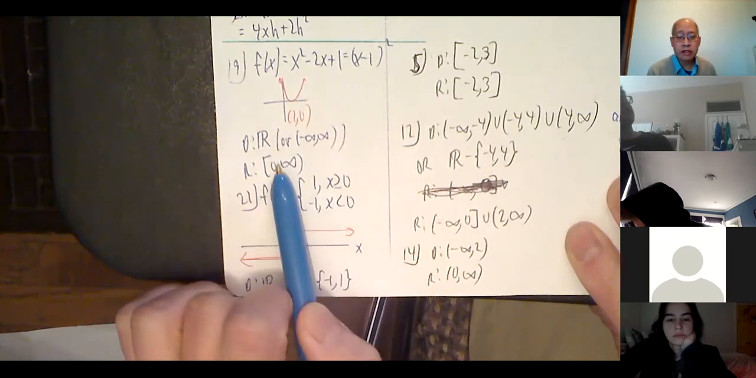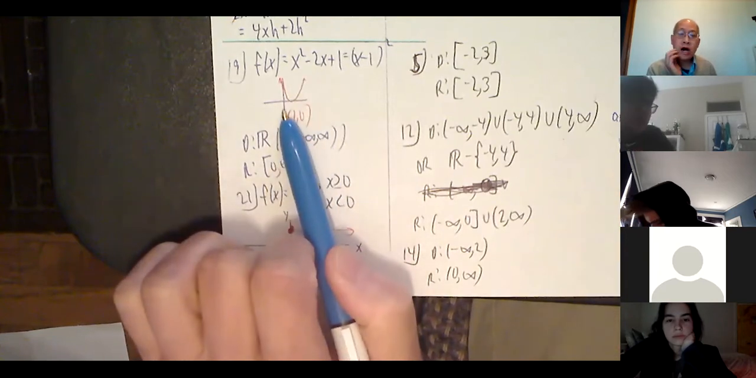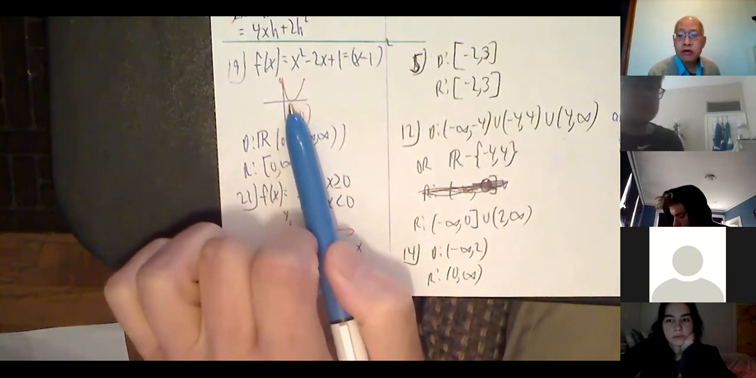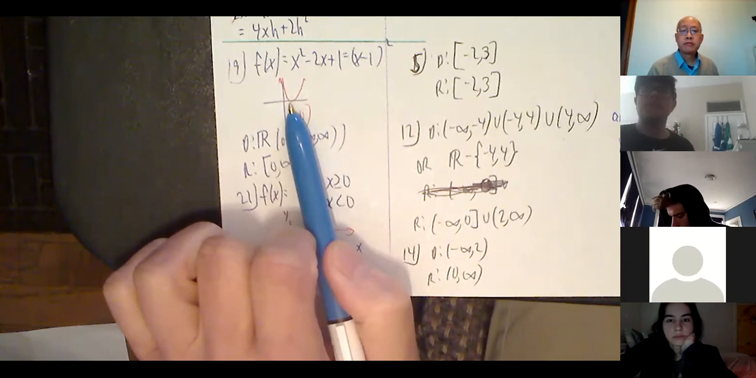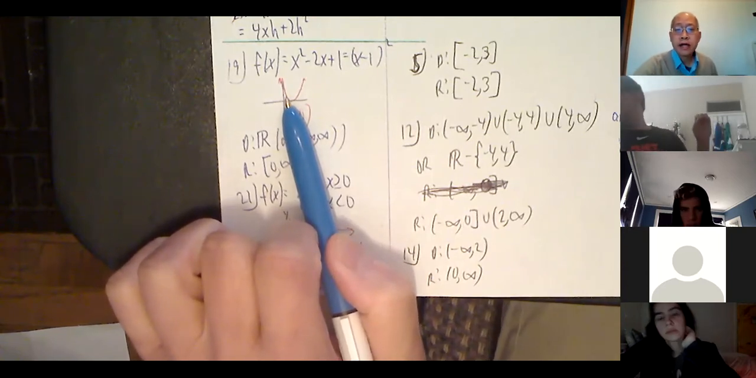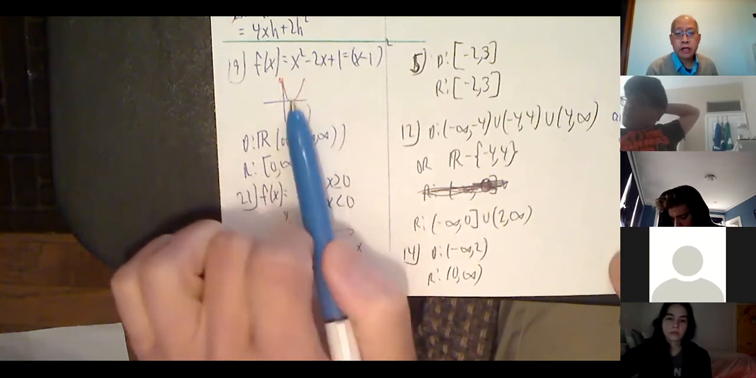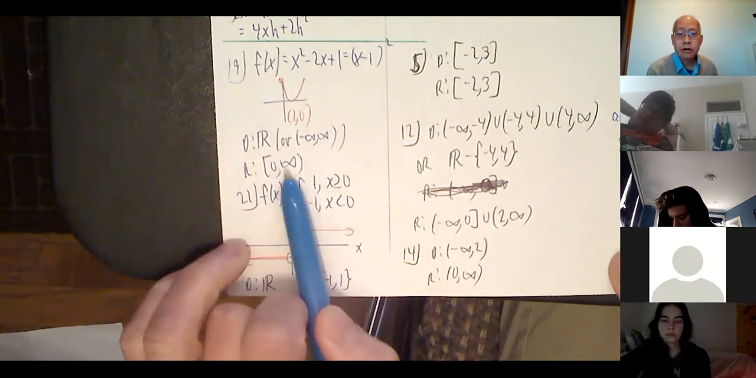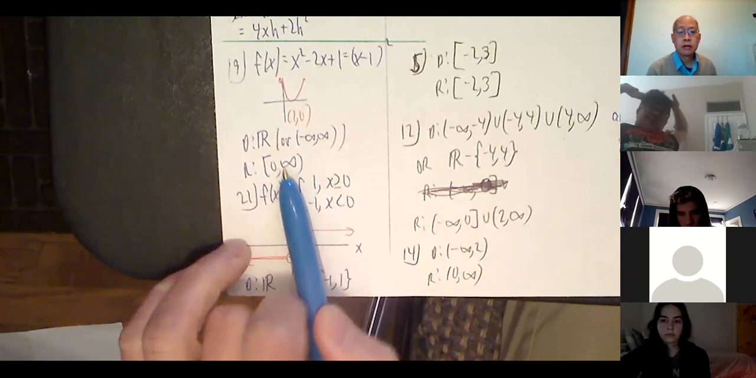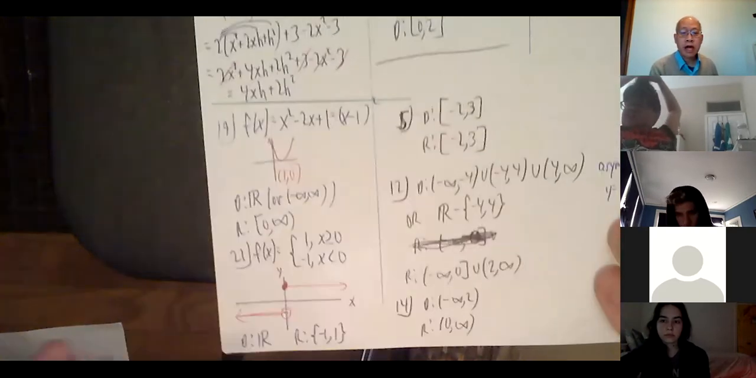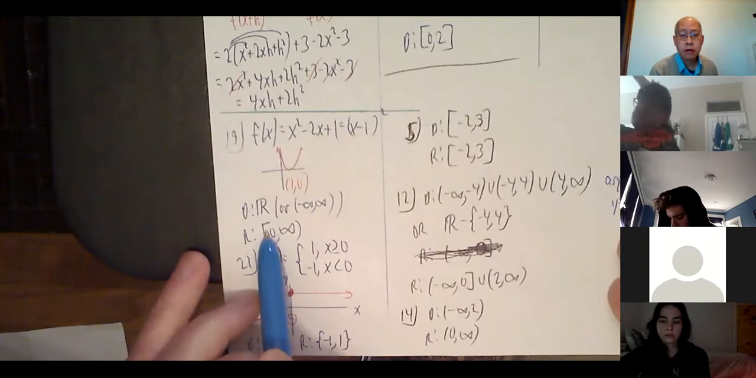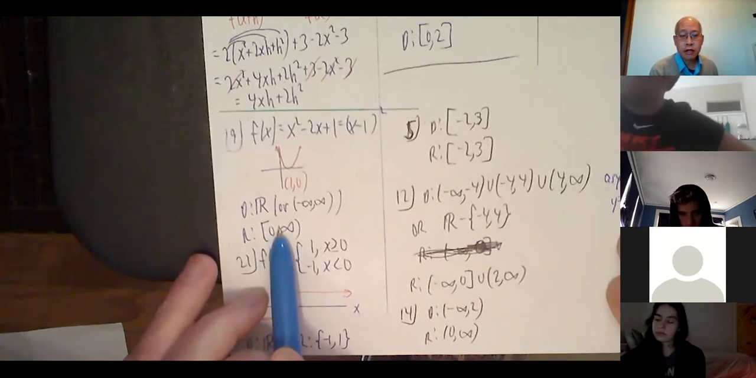Okay, what's the range? Range is the extent of y. So how high and how low? Well, the lowest y value seems to be 0, including 0. 0 is there, and then it just goes as high as you want. So bracket 0, comma, infinity, right? That means I'm counting 0, and I go out to infinity.